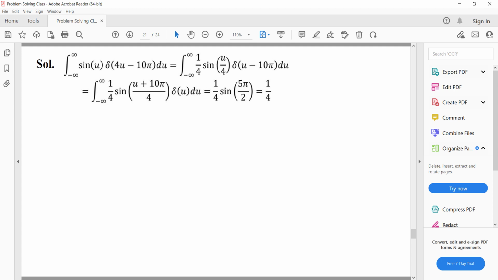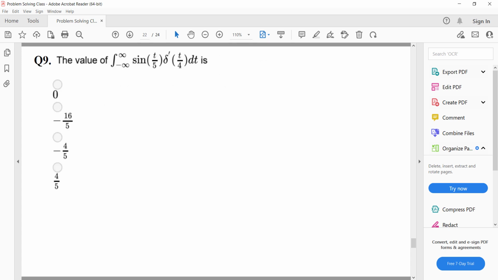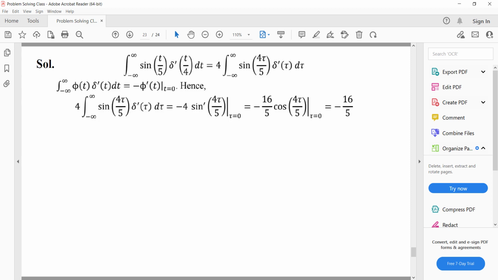Okay, similarly we can solve this problem. So here we will use this property of the delta function. I am sorry because my pen is not working.